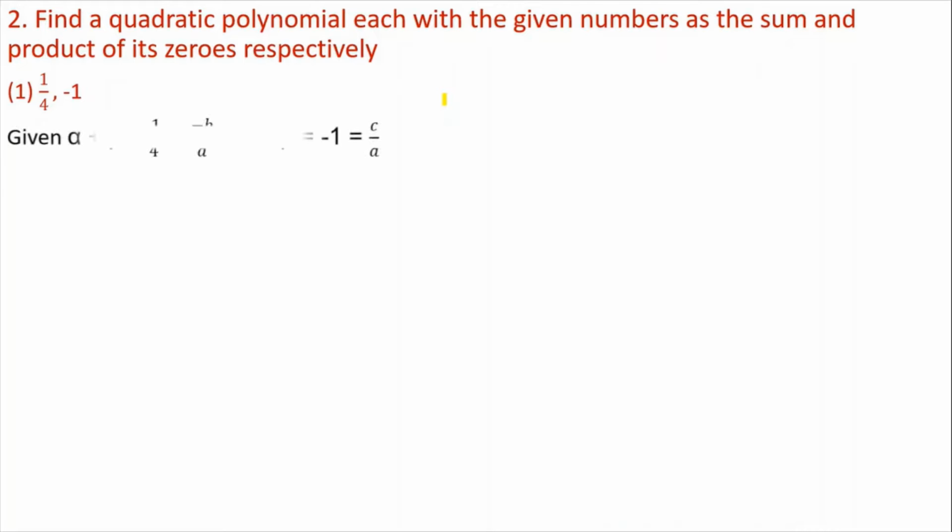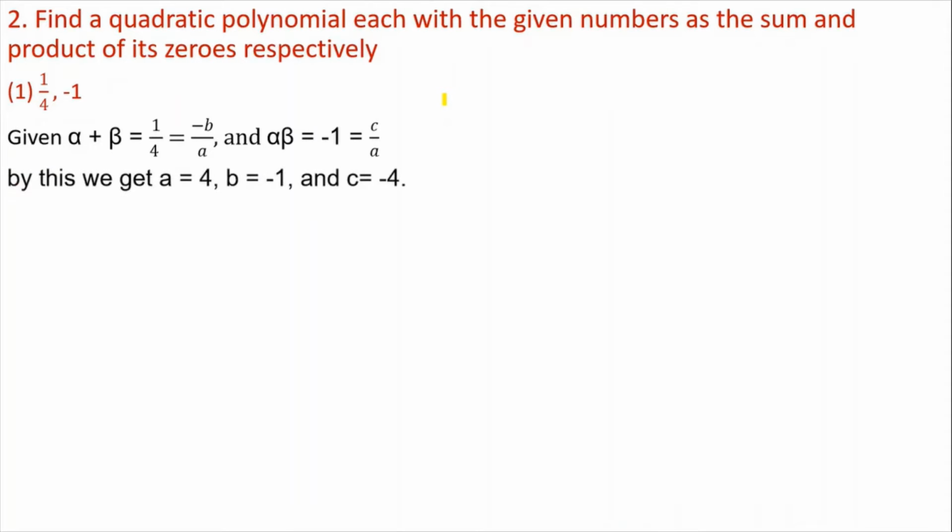So given alpha plus beta is equal to 1 by 4, which is equal to minus b by a, and alpha beta is equal to minus 1, which is equal to c by a. While comparing the given values with the coefficient terms, we are getting the values of a, b and c as a is equal to 4, b is equal to minus 1 and c is equal to minus 4. If we know the values of a, b and c, we can easily write the general equation ax square plus bx plus c, that is 4x square minus x minus 4. So it is the resultant equation.